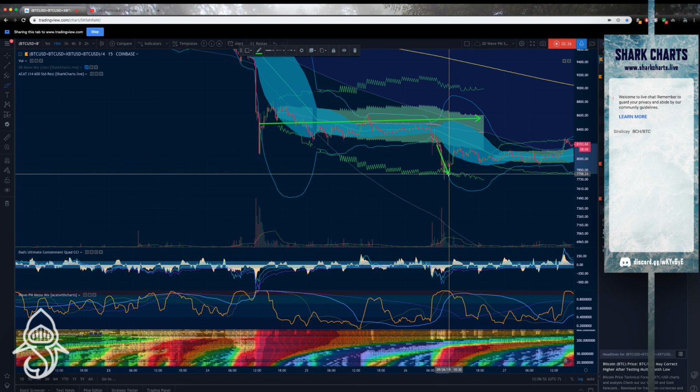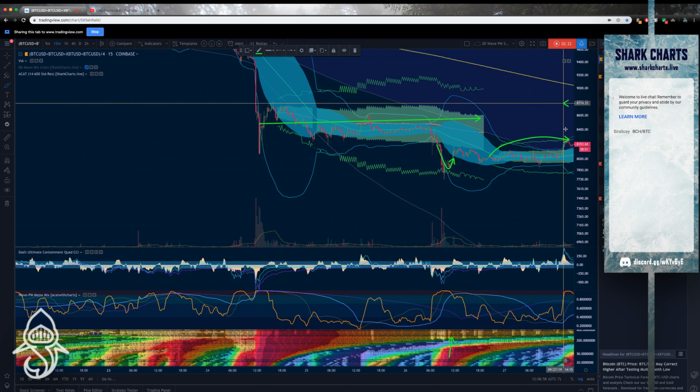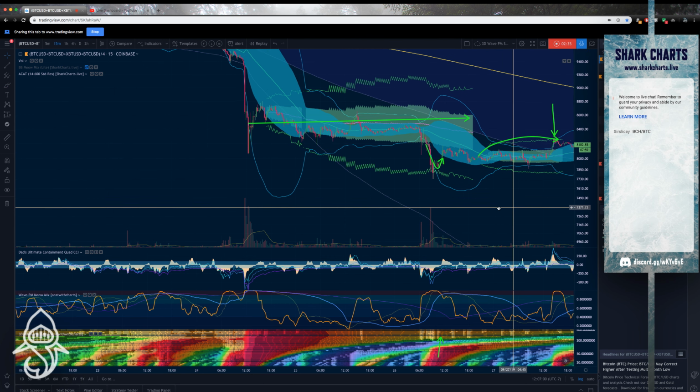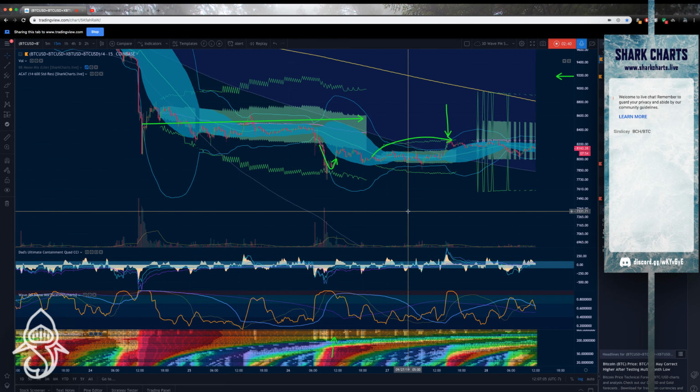Anyway, the first compression range held just fine. We tagged 3.2 to the downside, which caused a new expansion, which birthed a new compression range, which gave us a short entry right there at 9,000 or 8,200. And we've been sitting on that since, right?